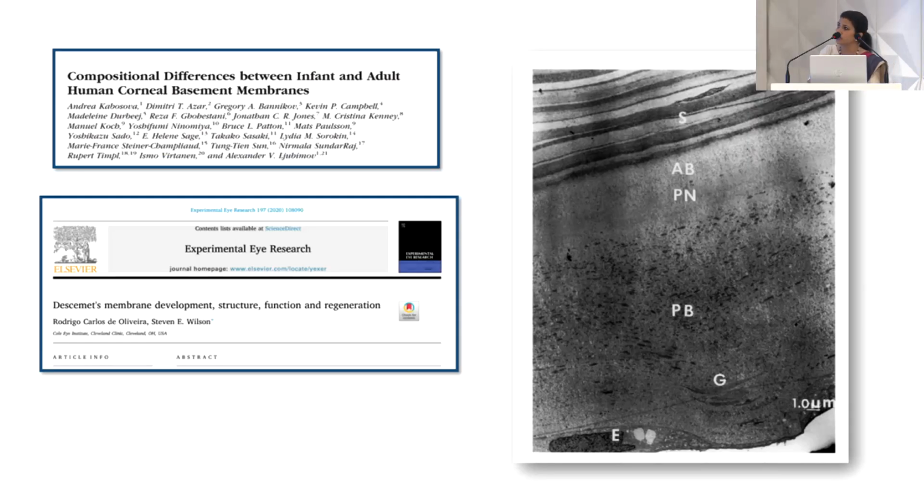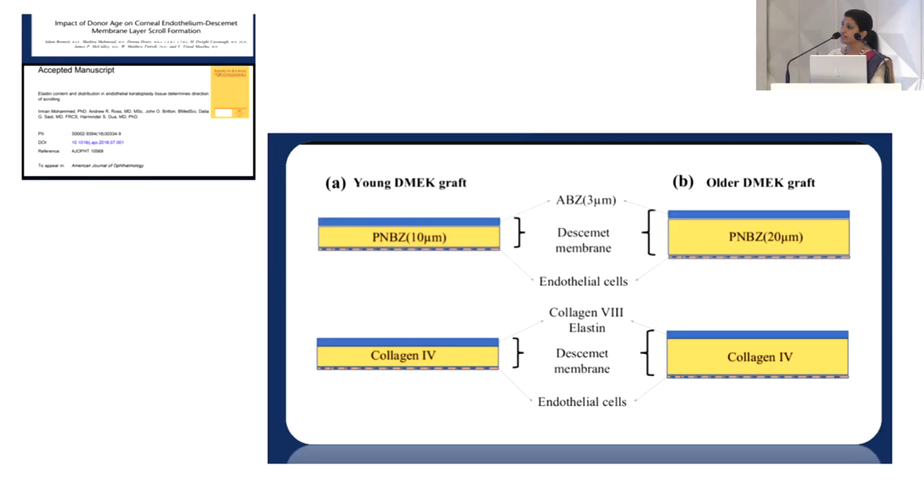So there is work wherein you know that the composition difference is there between the infant and the adult human basement membrane. That is, if you compare the young donor DMEK tissue versus the older donor tissue, the anterior banded zone remains constant. That is, after birth, that is the zone which remains always 3 micron. But it is the posterior non-banded zone, which is secreted by the endothelial cells, which keeps accumulating and causes a difference in the thickness of the tissue in the young versus the old. Now, the anterior banded zone is composed of collagen 8, whereas the posterior non-banded zone is collagen 4.